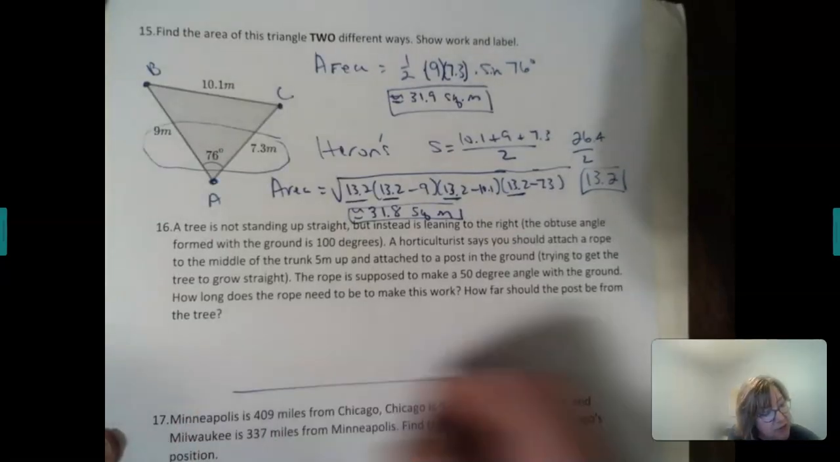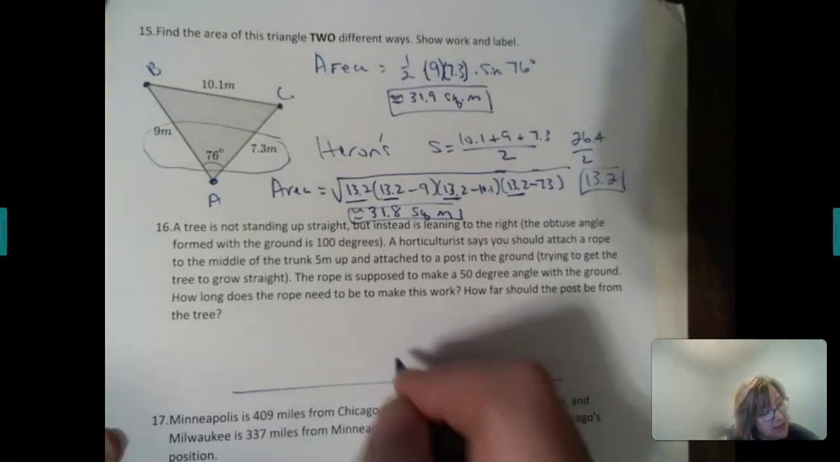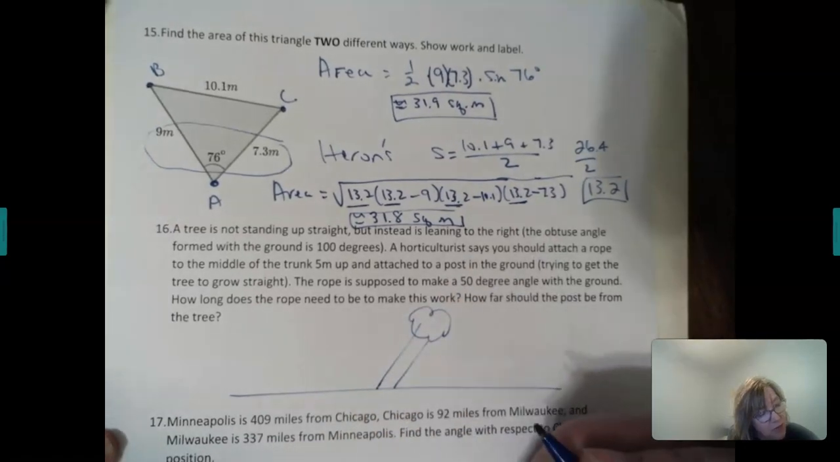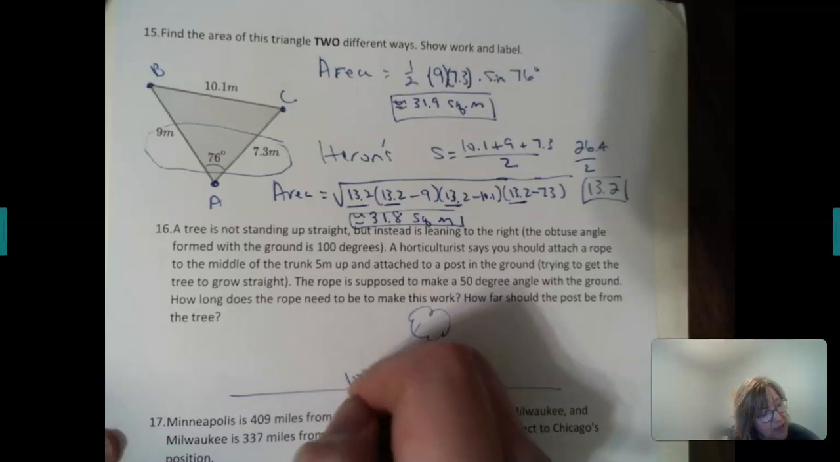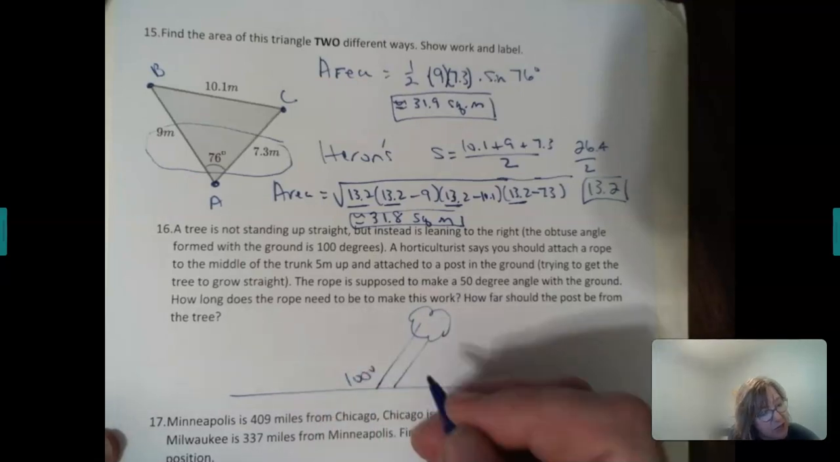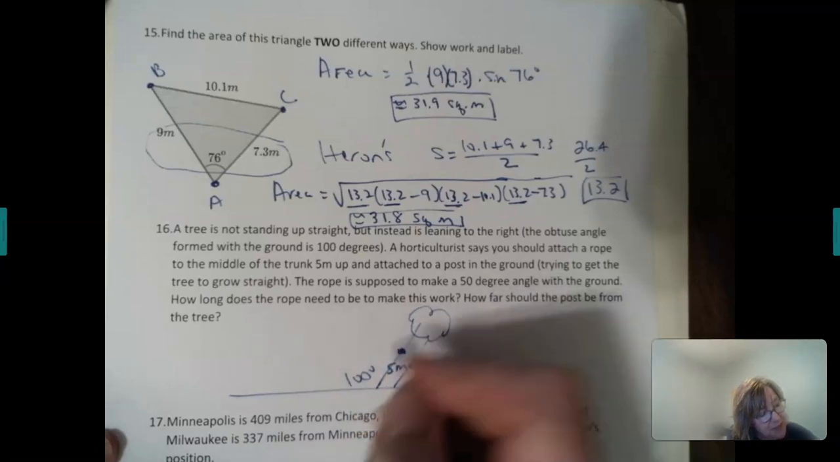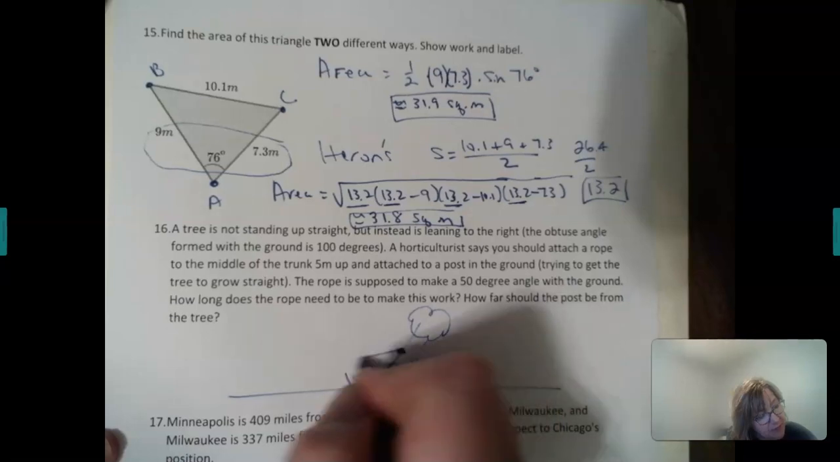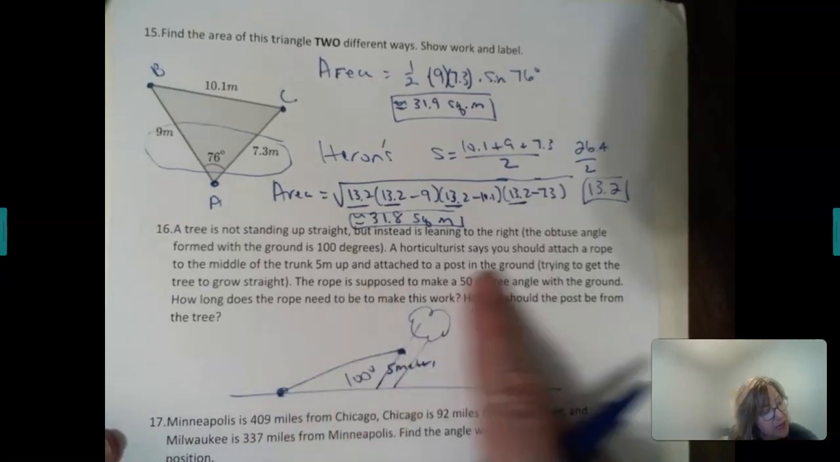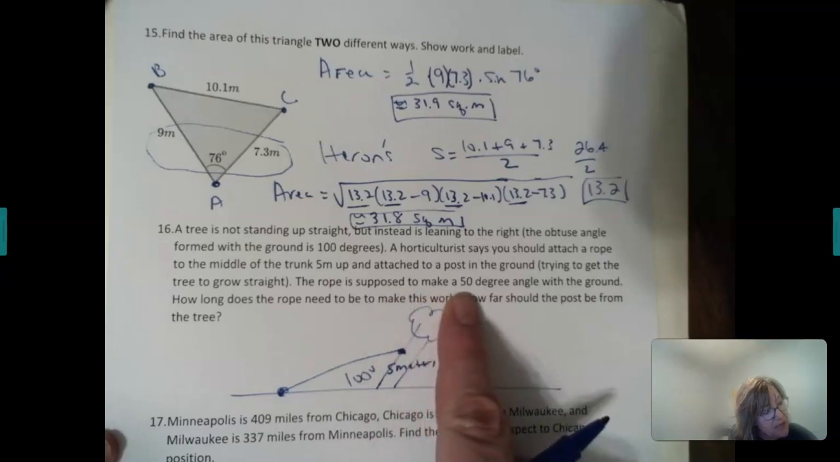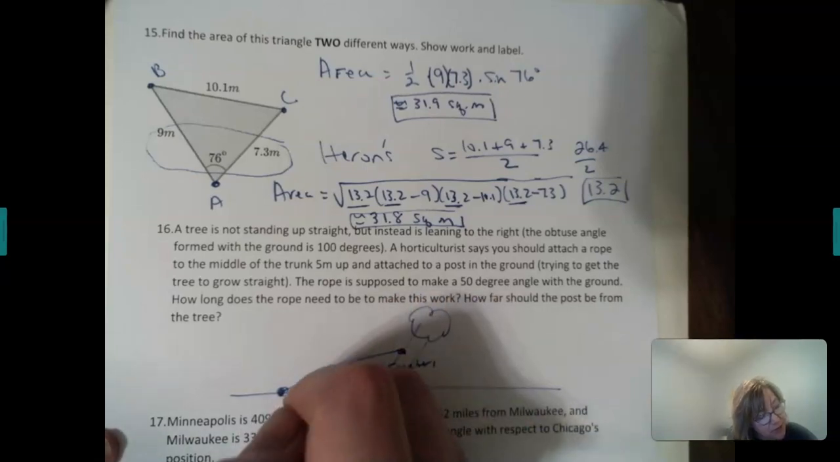All right, I'll just try to draw the picture. Tree is leaning to the right. Okay, so here we have a tree. It's leaning to the right at 100 degrees. We're going to attach a rope to the middle, 5 meters up, so 5 meters. And then we're going to try to pull it back, I guess, this way, trying to get the tree to grow straight. The rope is making a 50-degree angle with the ground.